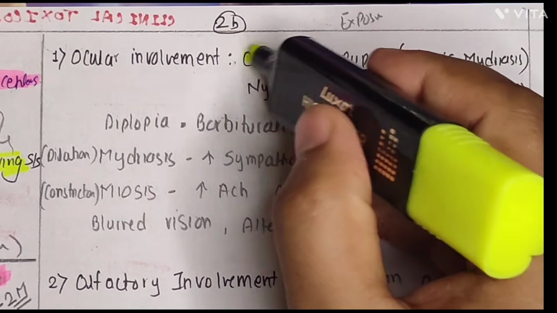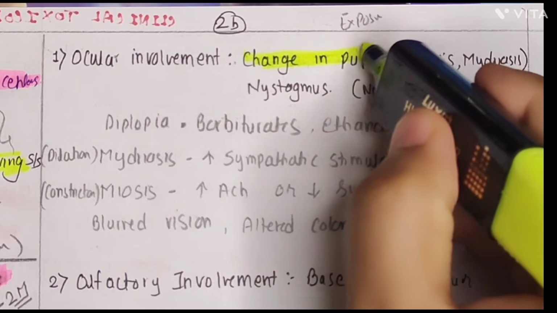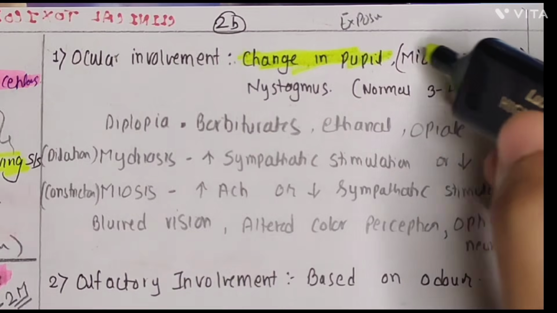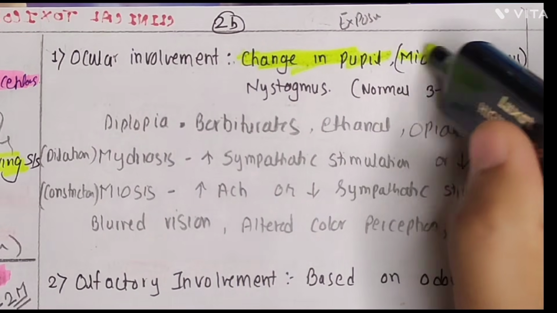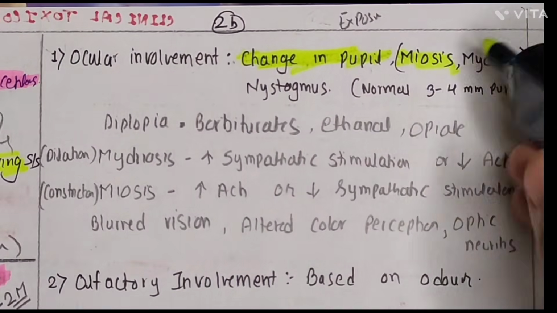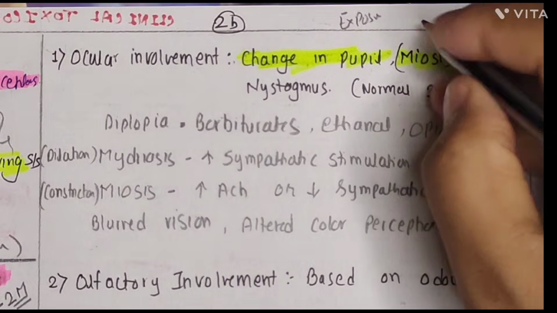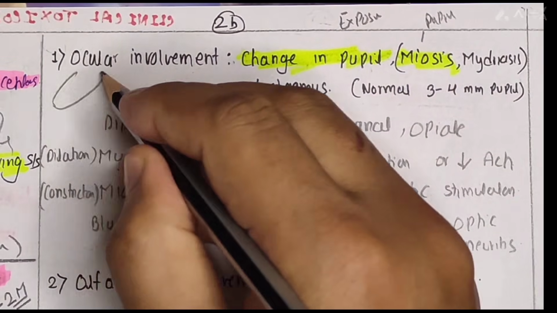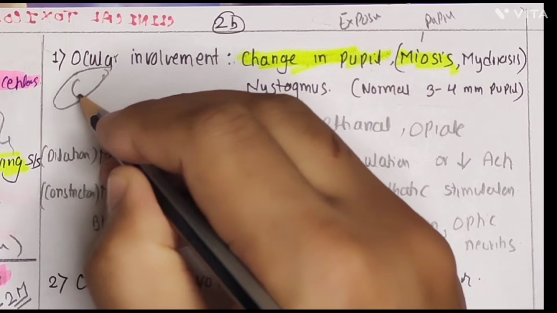There is a change in the pupil. In the upcoming classes we will master that, but now it may be a little difficult because we are dealing with it for the first time. First is the miosis condition. What is this miosis? In miosis, the pupil will get constricted. Let's say this is an eye. Okay, this is the eyeball.